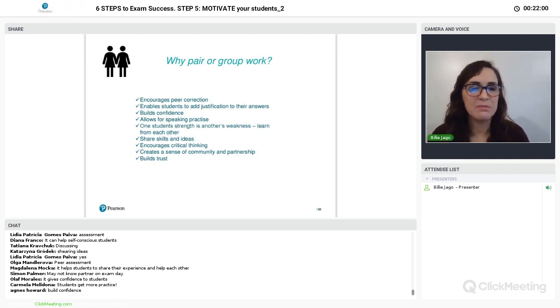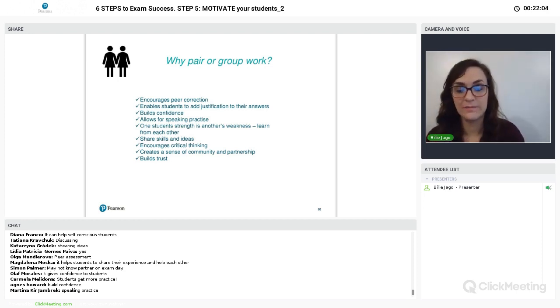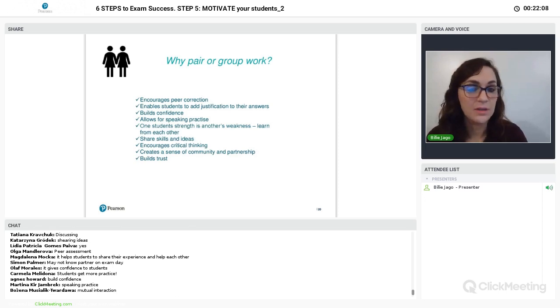Students also have differences in mastering skills. What one student might be good at, the other one might have a weakness in, so they can share ideas and learn from each other that way. Communicative language teaching requires a sense of community, an environment of trust with their peers and their teacher, which pair or group work can provide.